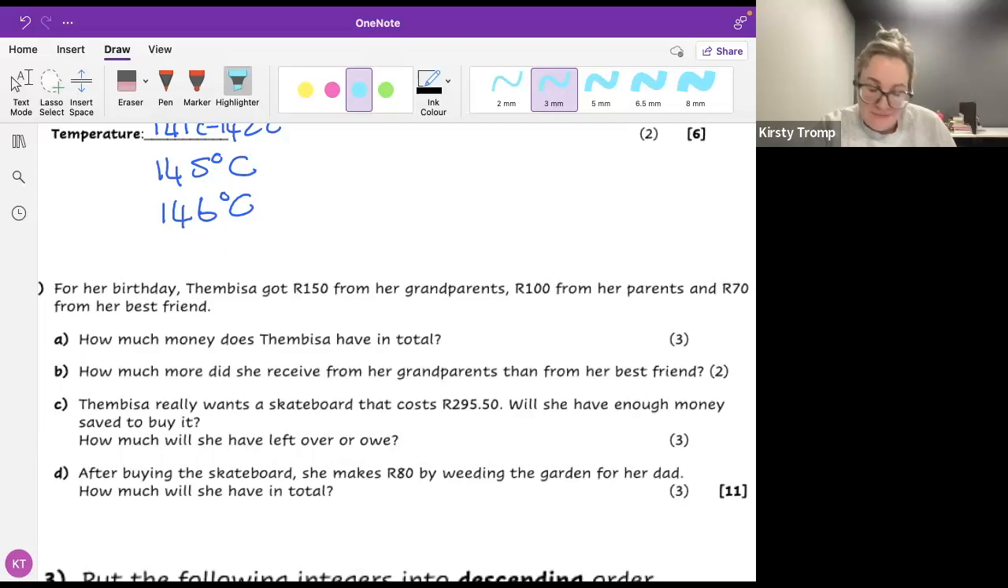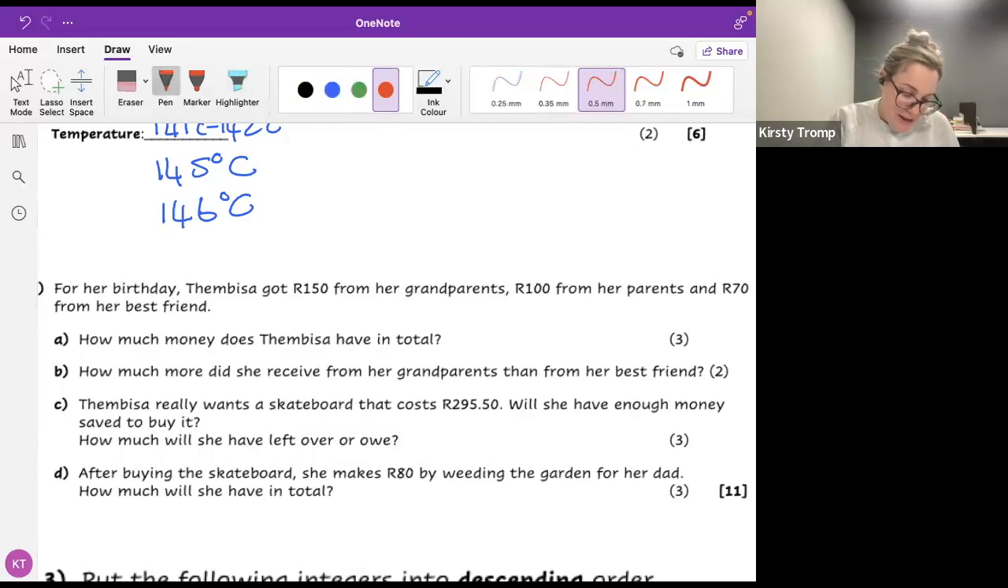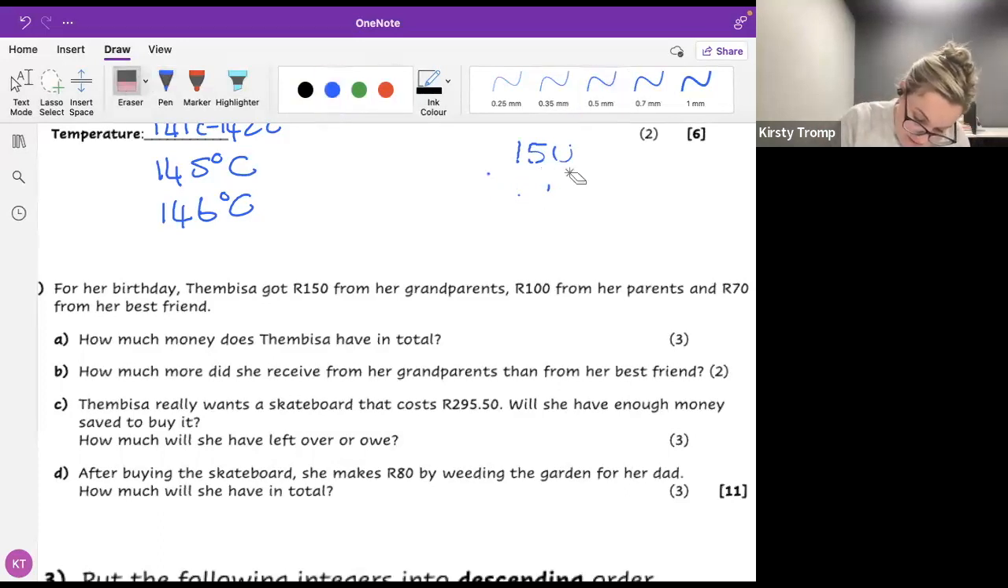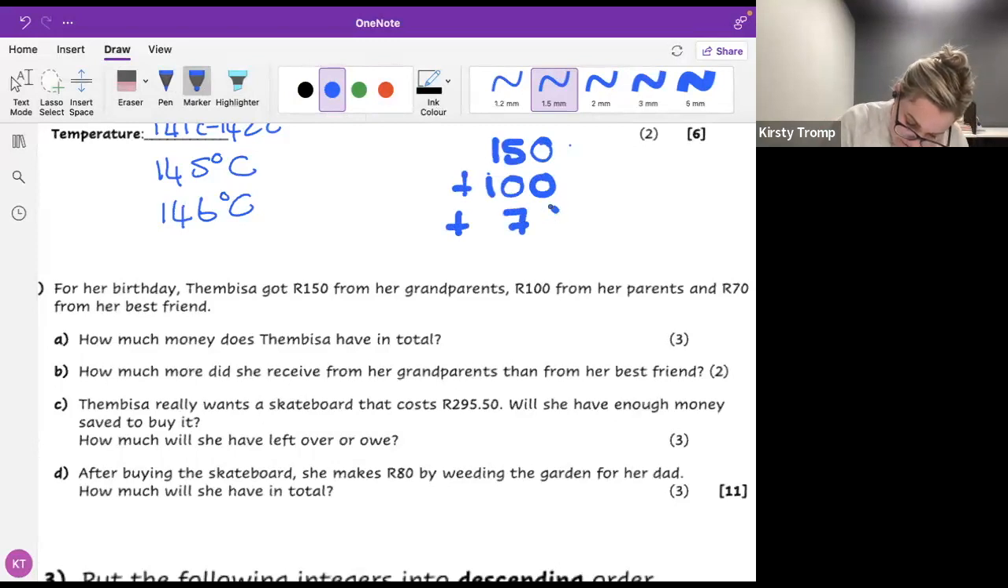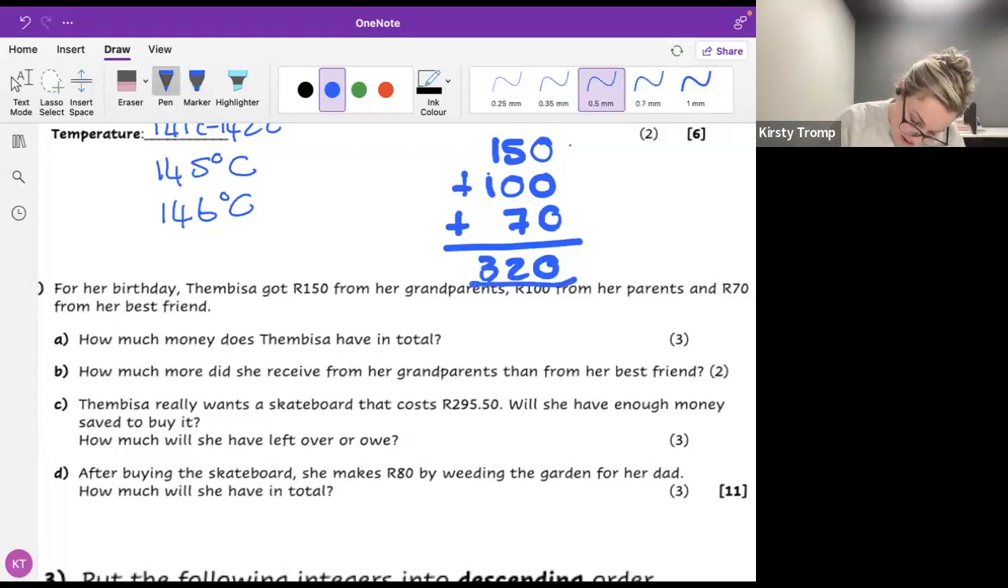I got 320 Rand. Good, Tara Jane. So am I right in saying you went and said 150 plus 100? Oh, my pen is not happy tonight. Let's see if we can get it to work properly. Okay, let's write it nicely, Tara Jane, so we can all see: 150 plus 100 plus 70. And you added it up, and what did you get in total? 320 Rand. Well done, Tara Jane. Thank you so much. So Tara Jane for A got 320.